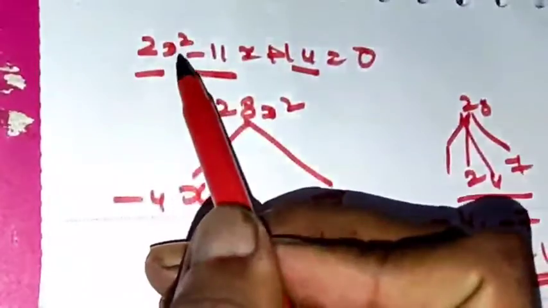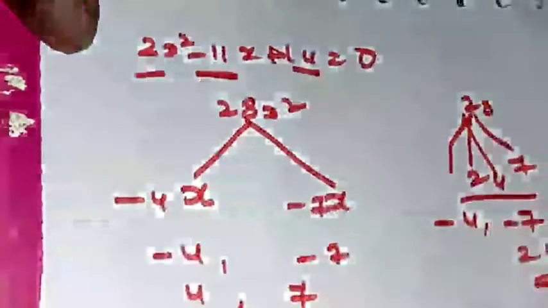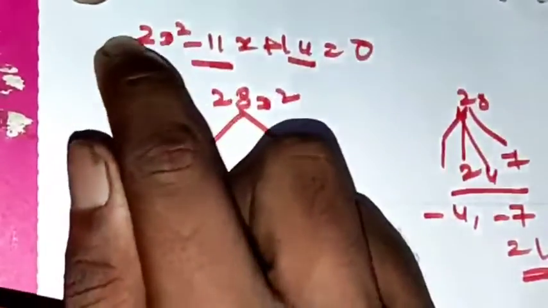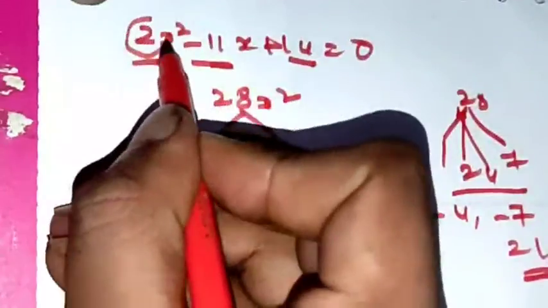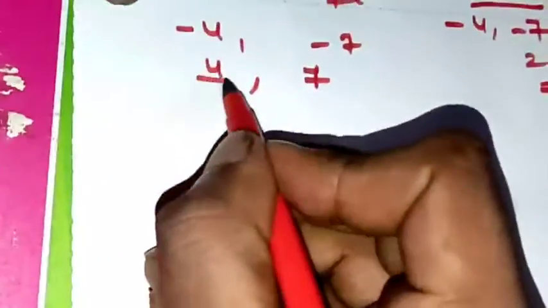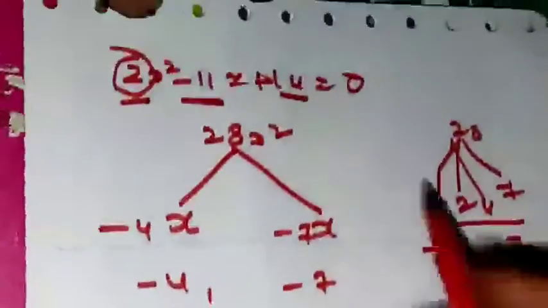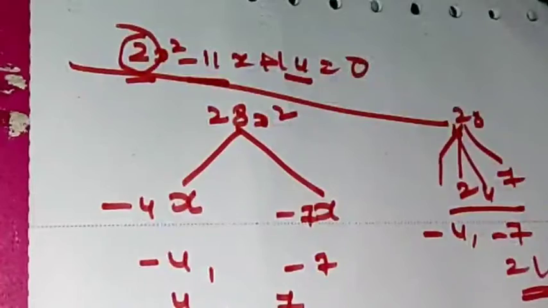Okay, then last step is what? We have to divide these factors with the coefficient of x². Here what is the coefficient of x²? 2. Okay, we divide with 2. This 2 we get 2 comma 7 by 2. These are the factors of this quadratic equation.